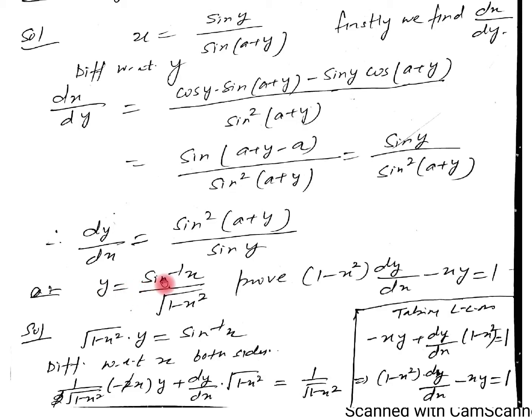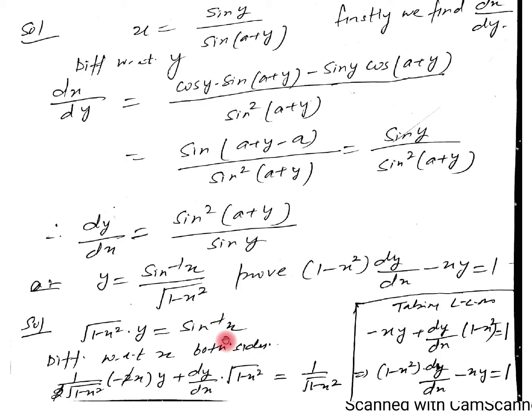Now y equals sin inverse x upon under root 1 minus x square. Either we can differentiate by using what? The quotient rule. But I am doing it like this, as it can make my question easy. Transferring this term to this side, it can be written as y under root 1 minus x square equals sin inverse x. It makes our calculation easy.